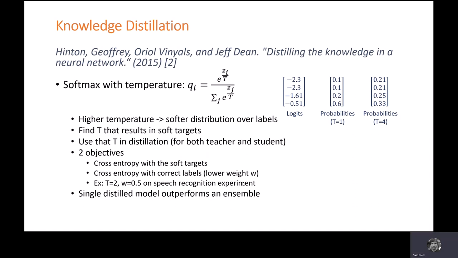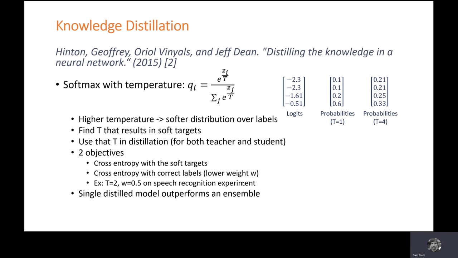But if you use a higher T, which is kind of a factor that you divide your logits by, you get a smoother or softer distribution, and the numbers are closer to each other. So that contains more information than vectors that are almost sparse. So the higher the T, the smoother or softer your distribution is over the labels.